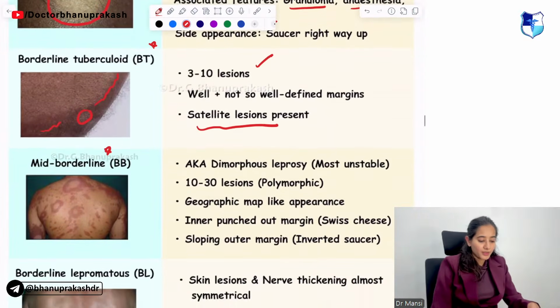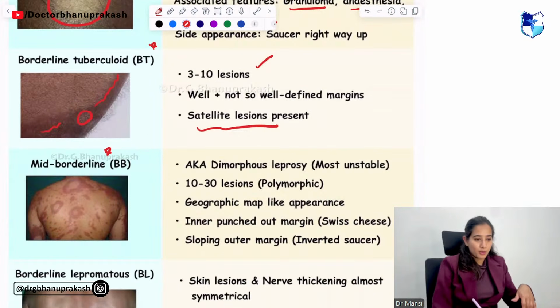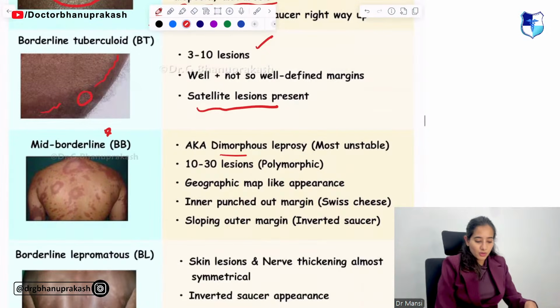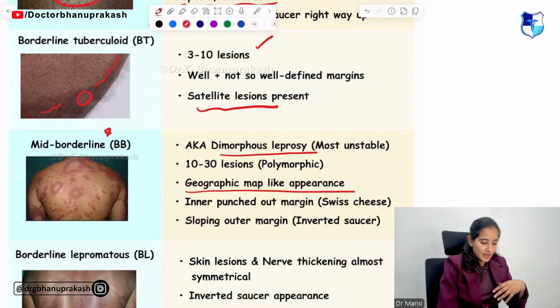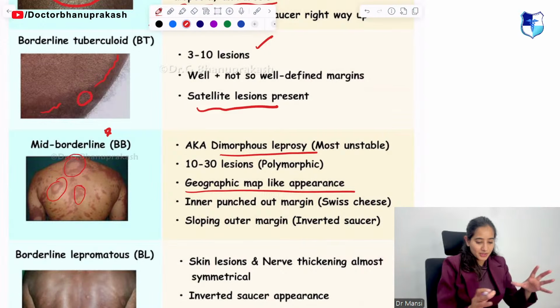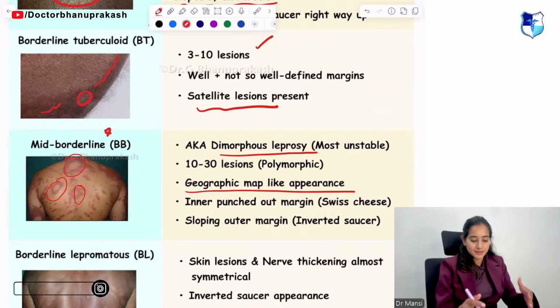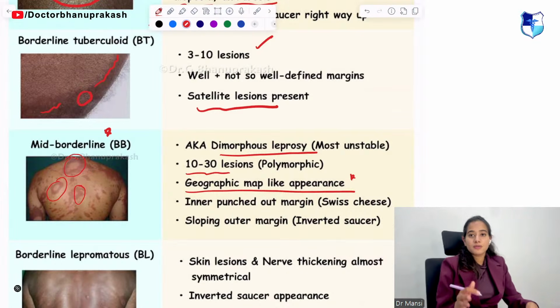Then we move to mid borderline leprosy, which is also called dimorphous, and there is a geographic map like appearance. Hope you have seen a globe, where you can find these patches. Similar to this, they have compared it saying there is a geographic map like appearance. There will be a total of 10 to 30 lesions.